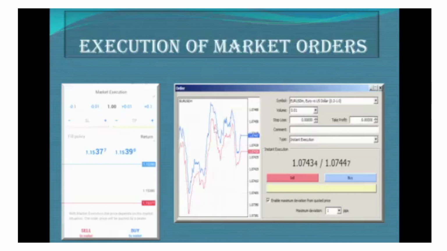Now, talking about market executions, here you see at the top market execution, and here we should see market execution, instant execution. This diagram shows you how the system looks on your computer, either a desktop or a laptop, and then this shows you how it looks on your Android phone.